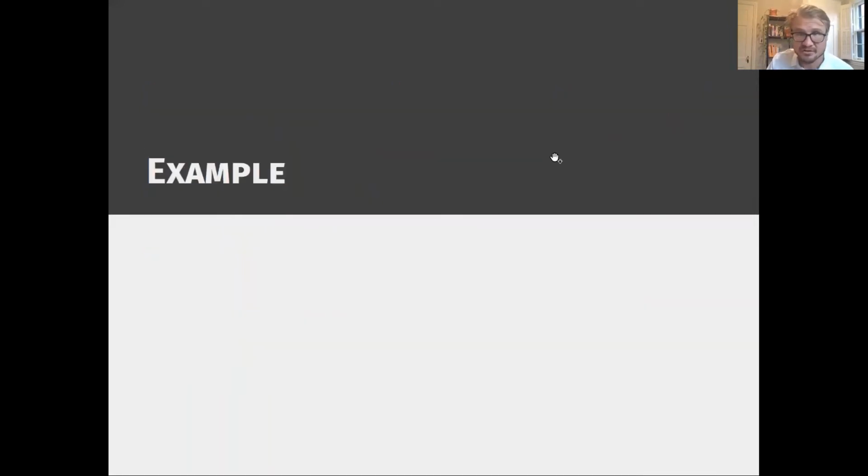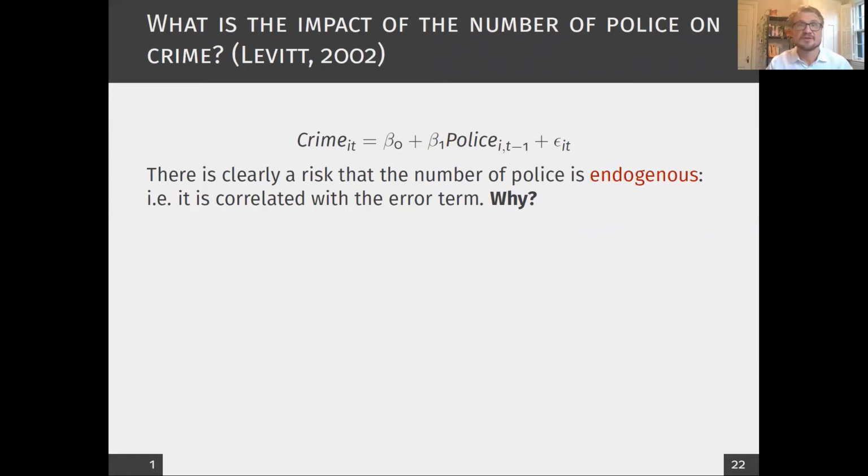So let's start with an example. This is a study that Levitt did, trying to estimate the impact of increasing police on crime. And so clearly in this situation, we might have a problem where police is an endogenous variable in this context, in the sense that it's actually correlated with the error term.